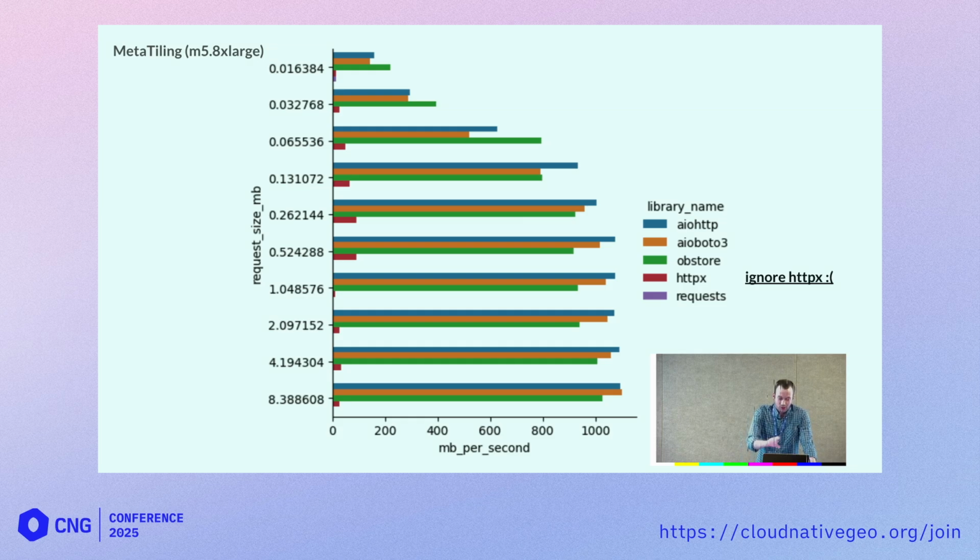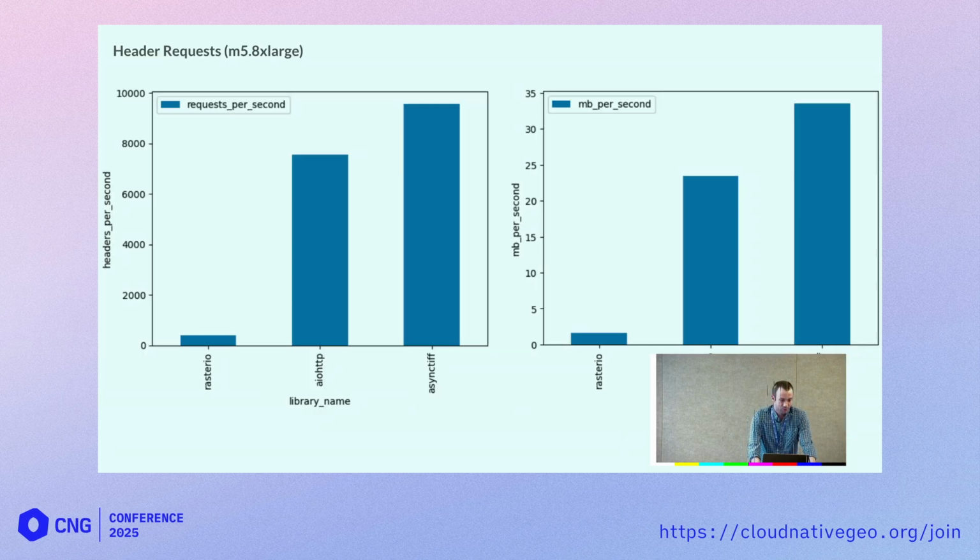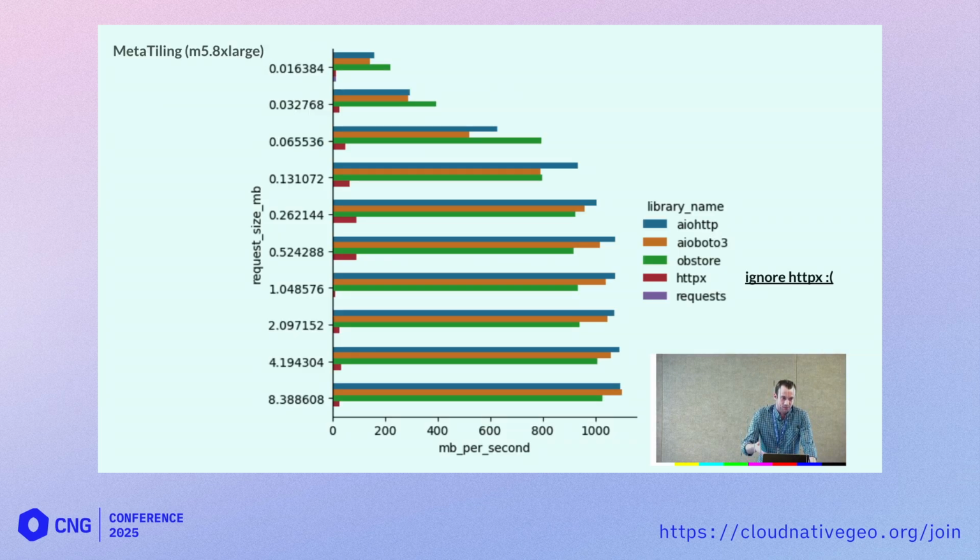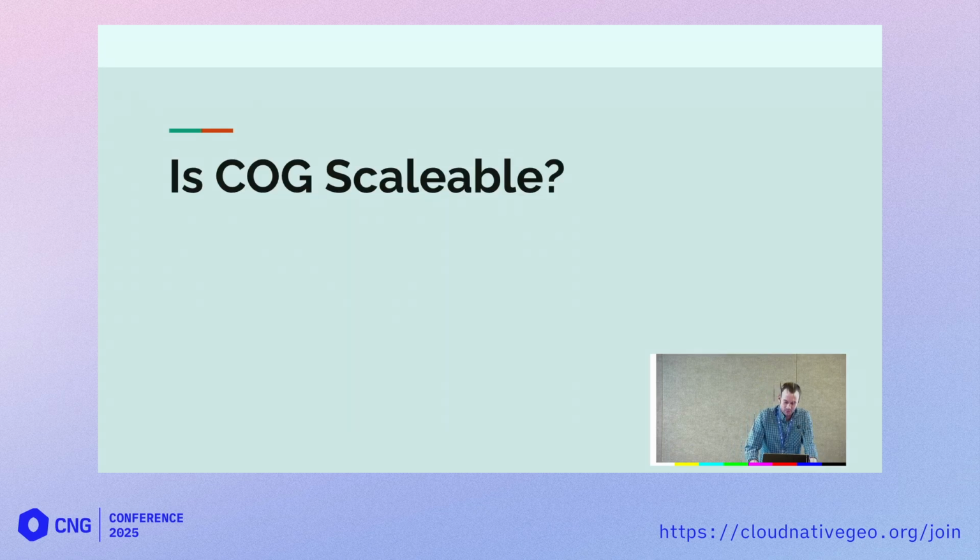This is what we were looking at here, but in CSV form, and then into a matplotlib diagram. And so you can see that as we increase chunk size, our throughput goes up. And all libraries respond quite well to chunk size, except for HTTPX, which had a bug in this test. So ignore that one. So we have about a minute left, which is perfect timing.